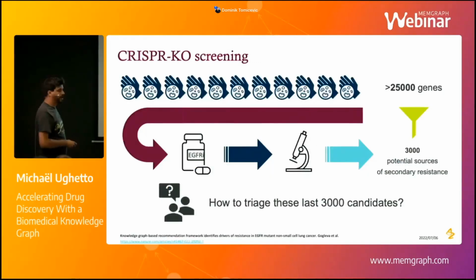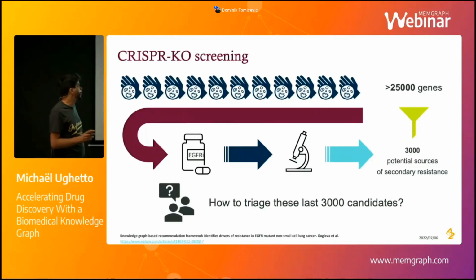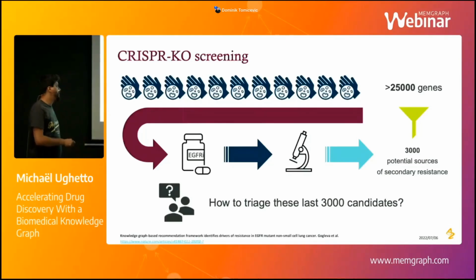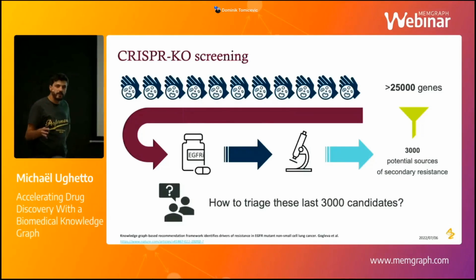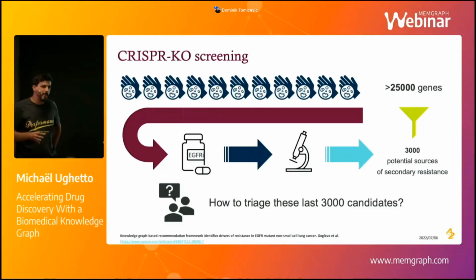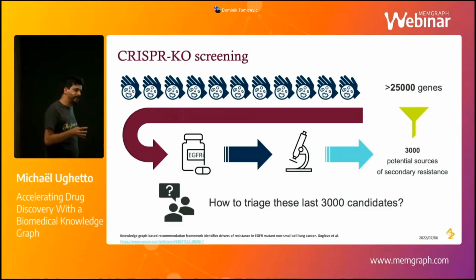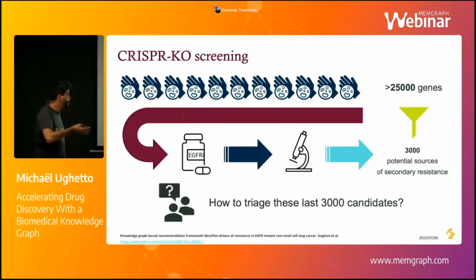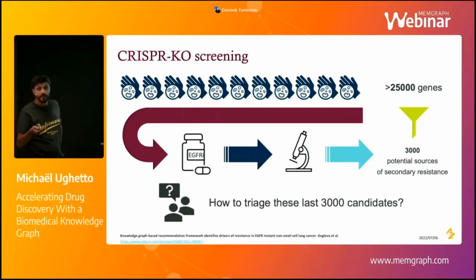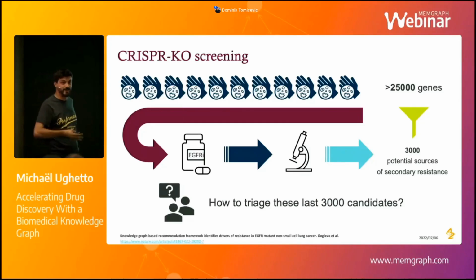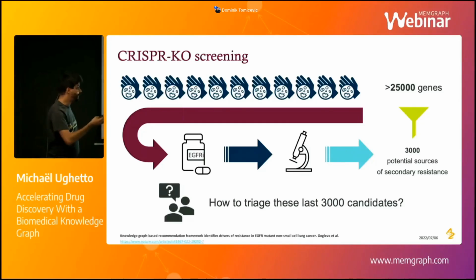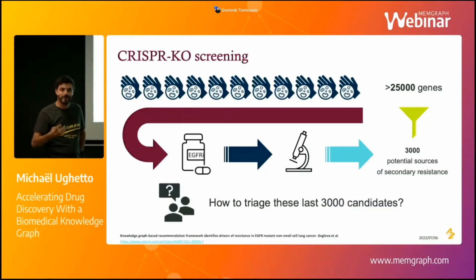So what happens is that they do about 25,000 experiments. It's a very lengthy and costly project. They treat it, they check manually, and they end up with 3,000 genes that could be possible sources of secondary resistance. But it's still too much for them to check by hand, and you need to find a way to mine that. Given that you don't have any actual labels, it has to be done with external information, without a proper truth source.